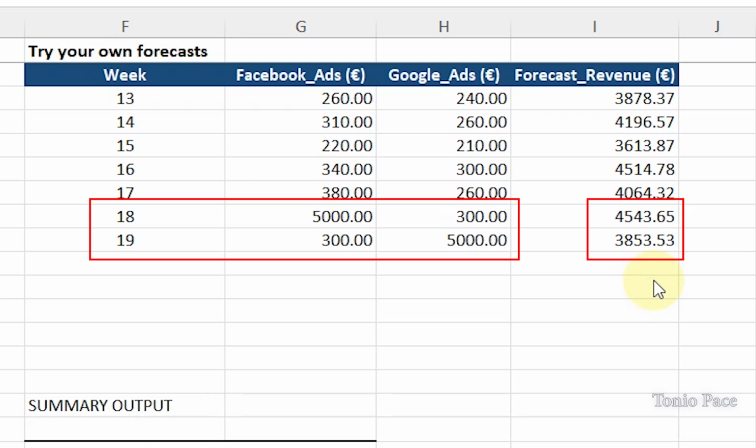Showing this information to management will help demonstrate that allocating more budget to Facebook advertising is likely to result in higher revenue.